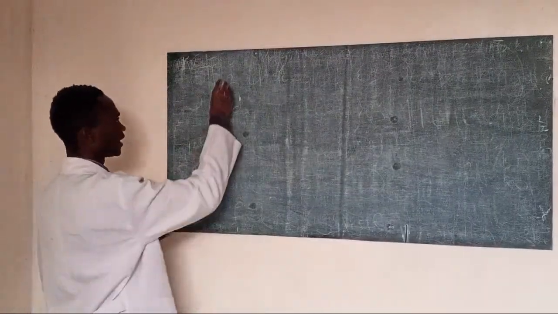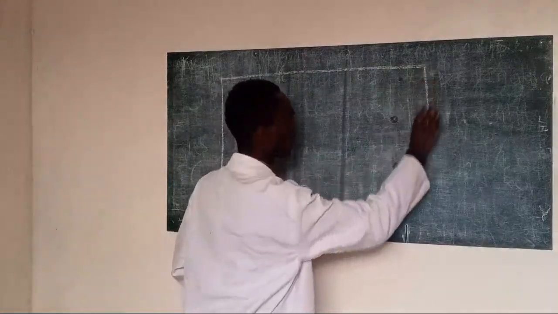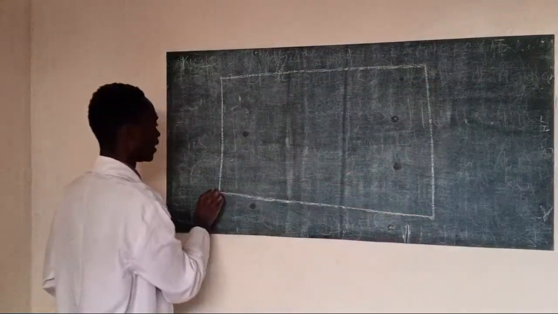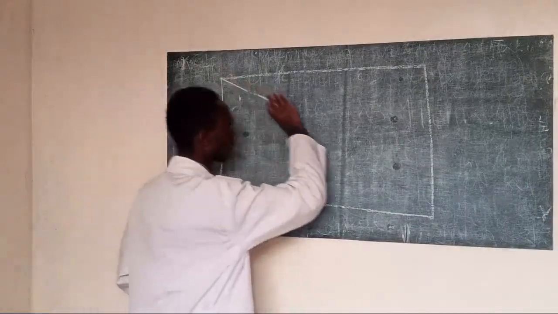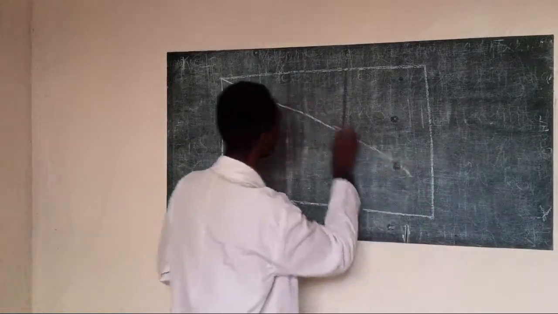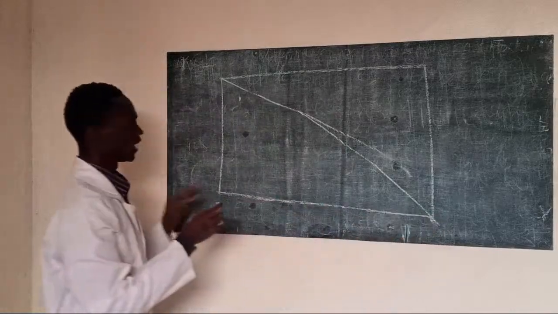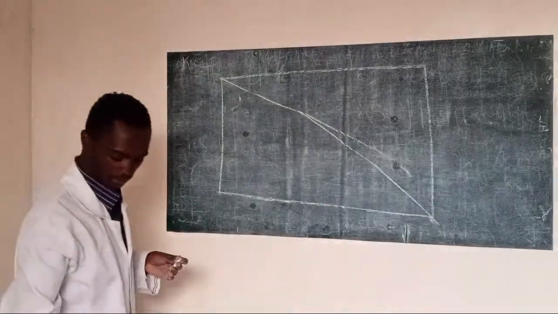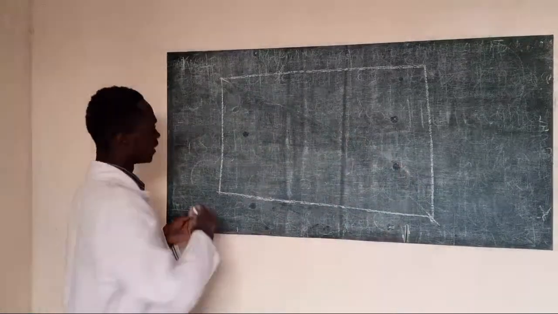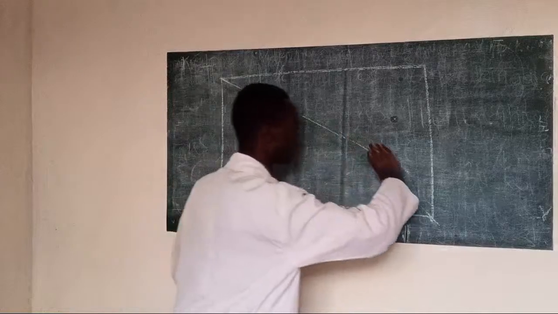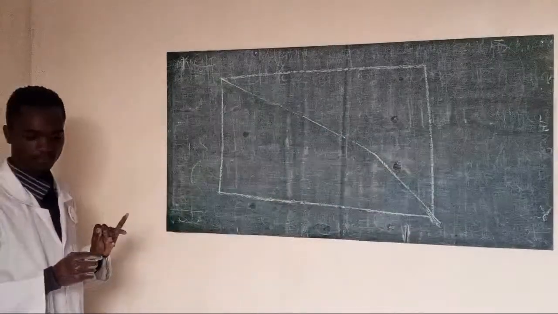This is our garden. Our garden is rectangular. Our garden has a diagonal. Let me draw a good diagonal. Which dimensions am I given?